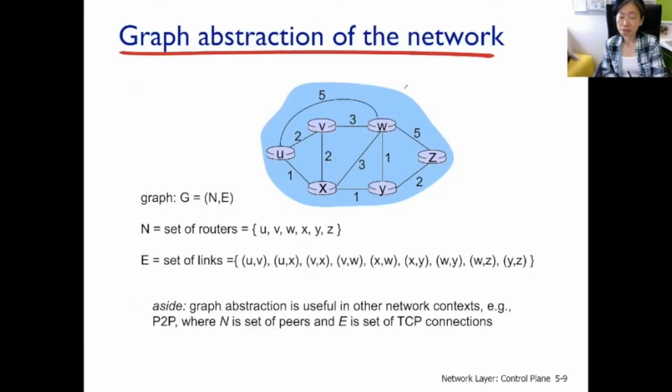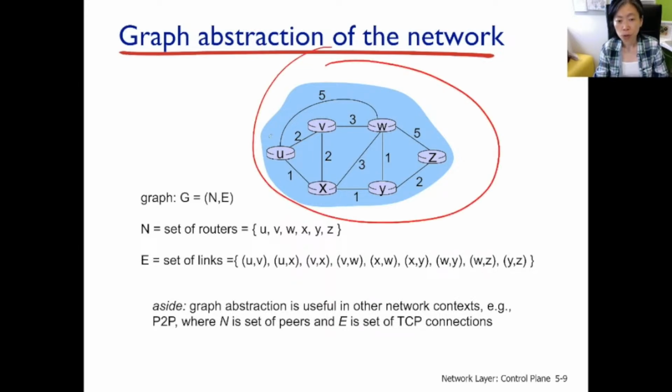In the next couple of slides, Polly is going to introduce this new term called graph. A network of routers interconnected by links is a graph. So let's focus on the network in the middle. What you see is that we have router U, router V, W, X, Y, Z. So we have a set of routers, and there are 6 of them.